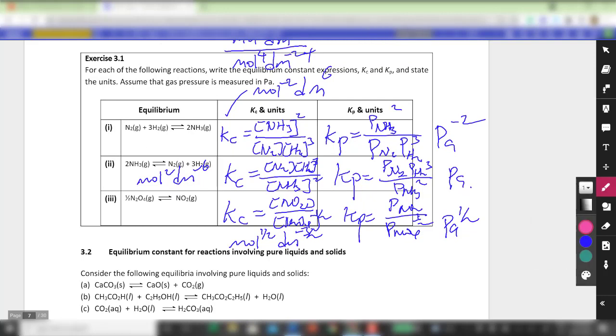If I were to indicate this as Kc and Kp for 1, and then for 2 as Kc prime and Kp prime, you notice there is actually a relationship between Kc and Kc prime. The relationship is reciprocal. So Kc is equal to 1 over Kc prime. Similarly, Kp is equal to 1 over Kp prime. You notice that.